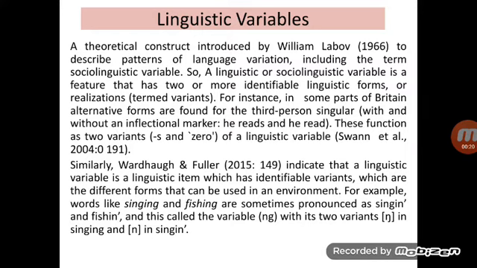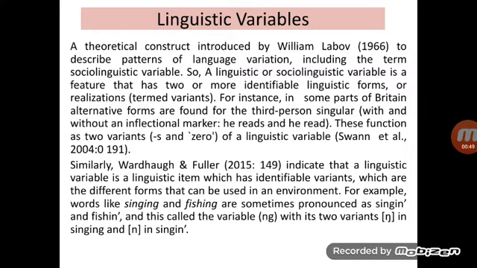So, a linguistic or sociolinguistic variable is a feature that has two or more identifiable linguistic forms or realizations, termed variants. For instance, in some parts of Britain, alternative forms are found for the third person singular with and without an inflectional marker, such as he reads or he read. These function as two variants, with s and 0s, of a linguistic variable.